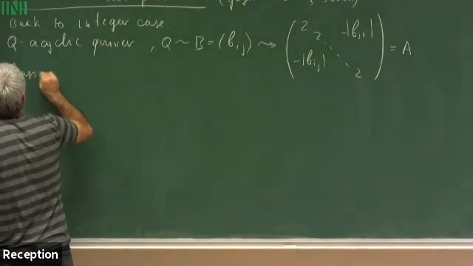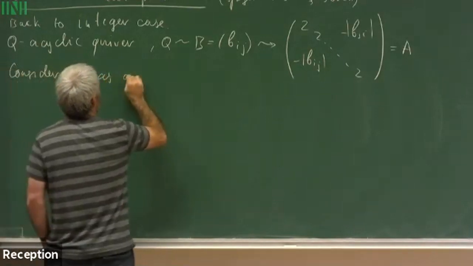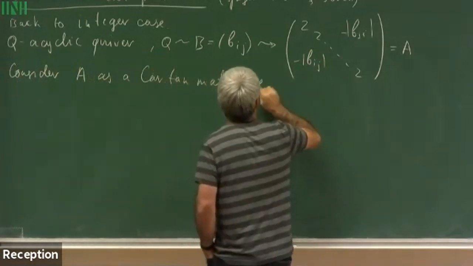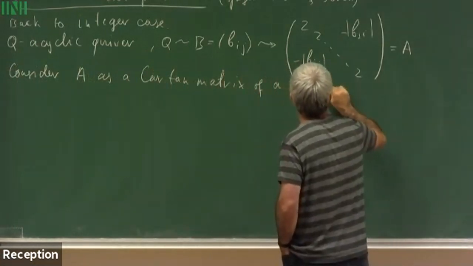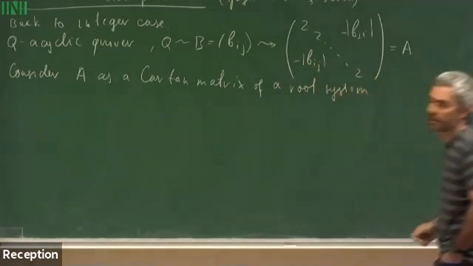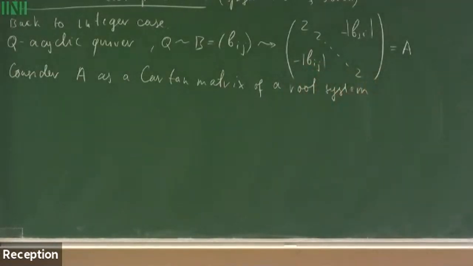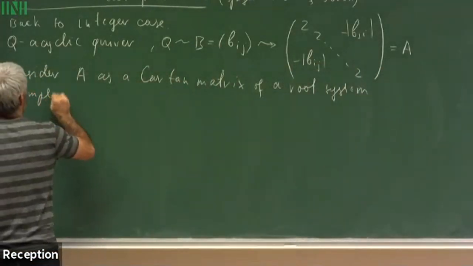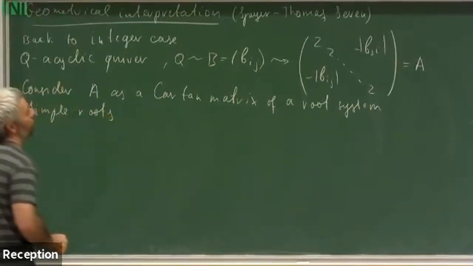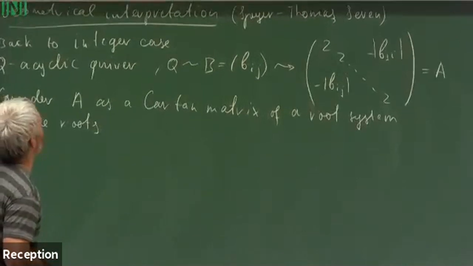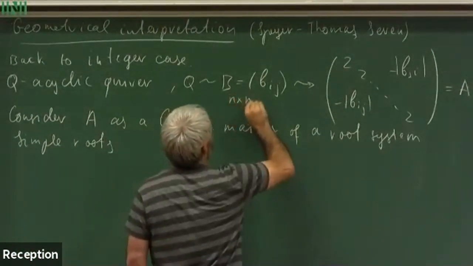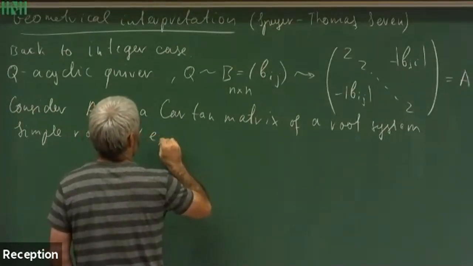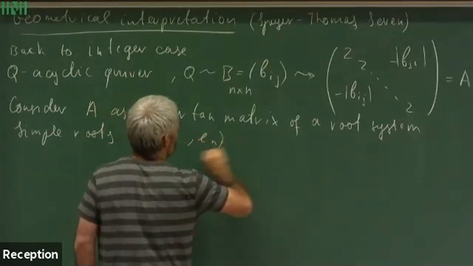Consider A as a Cartan matrix of a root system. Well, of course, not finite anymore. Take simple roots. I should have said that it is the n times n matrix. For the roots, let me denote them by E1, ..., En.